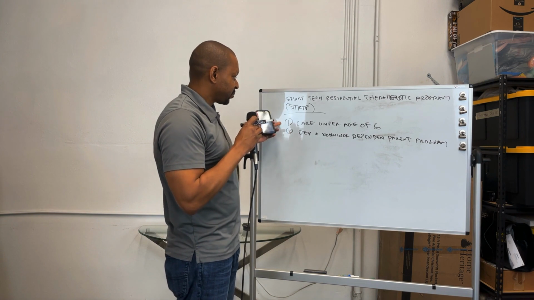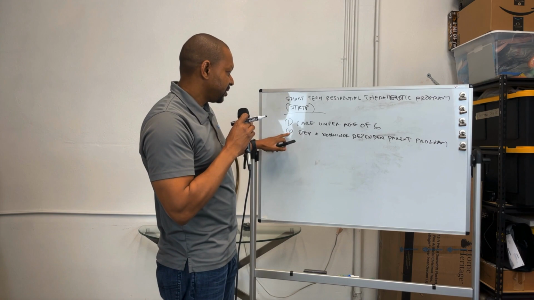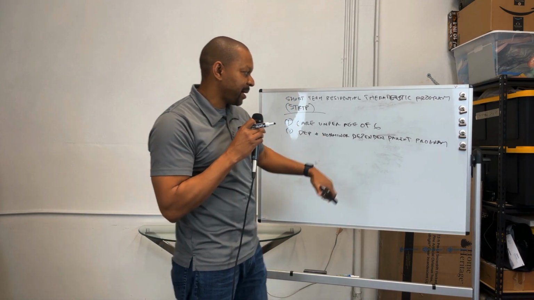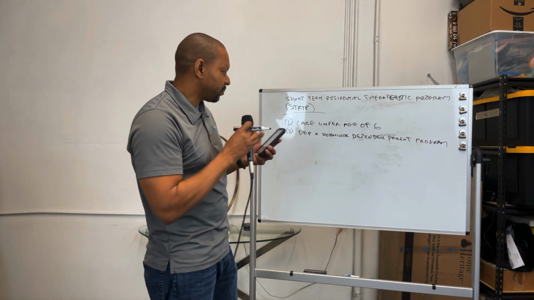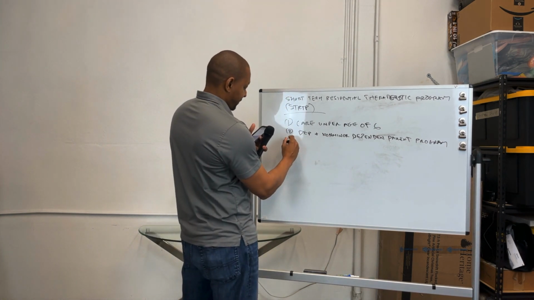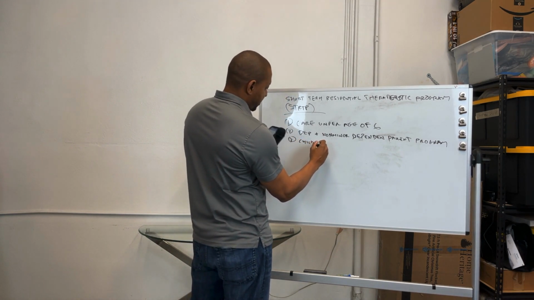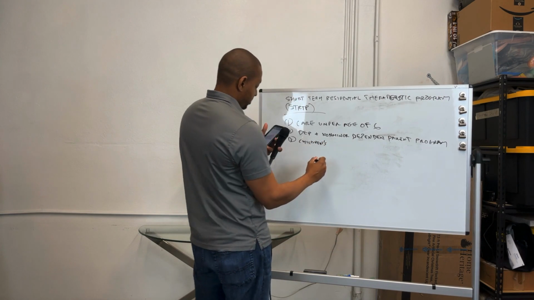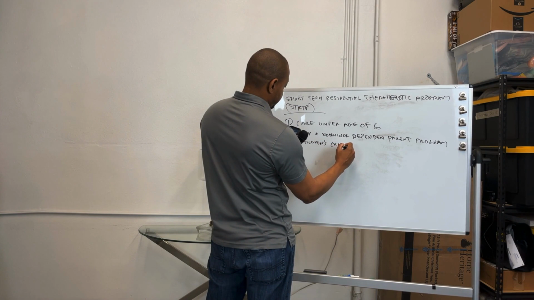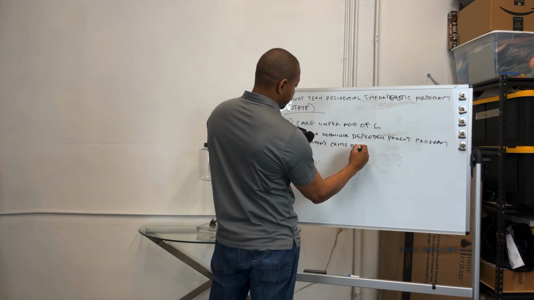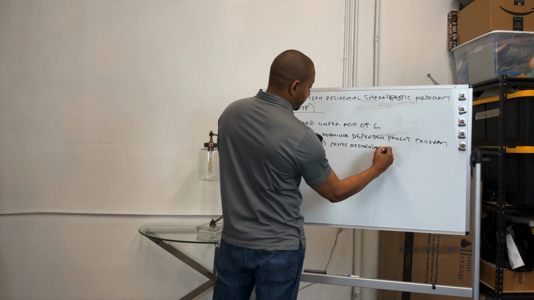So the first one is care under age of 6. The second program is dependent and non-minor dependent program. And then the third one is Children's Crisis Residential Program. I apologize for my writing.